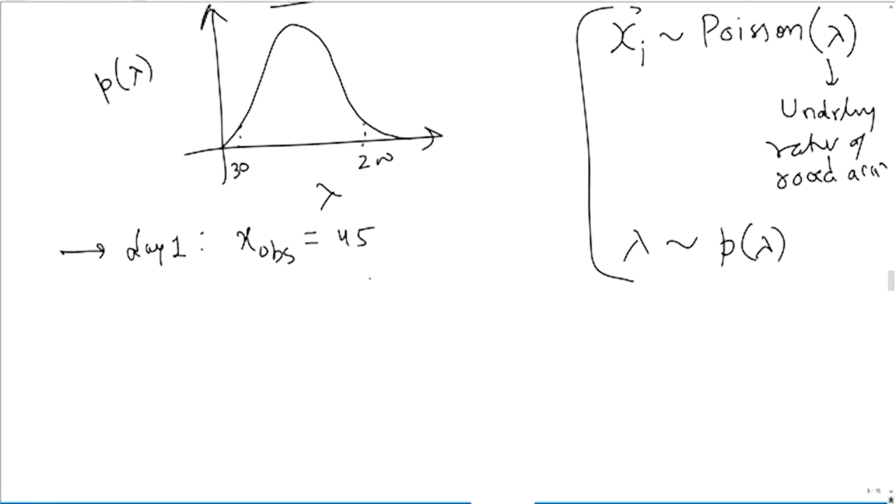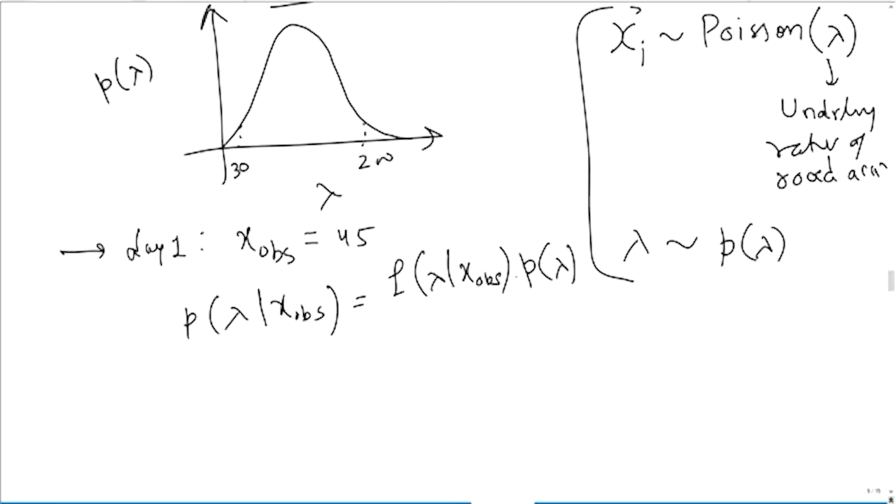Now given this data, you can compute the posterior distribution of lambda. How? This would be given by the likelihood of lambda. So you can compute the likelihood function given the data, times the prior distribution of lambda, divided by the marginal likelihood. So this would give you the posterior distribution of lambda. And let's say the estimated posterior distribution is p hat of lambda given x obs.